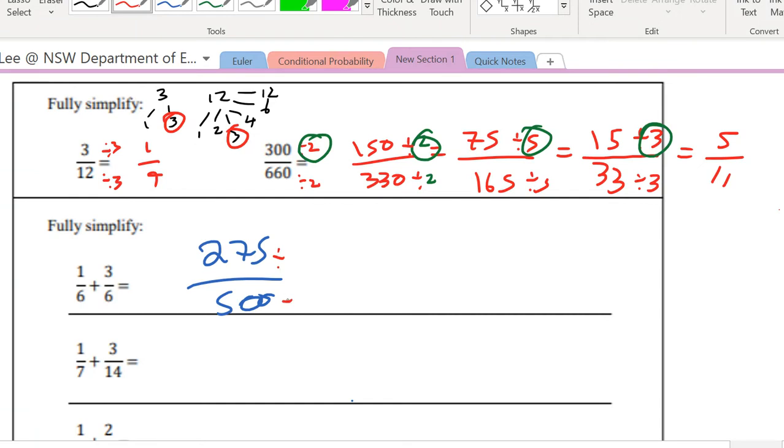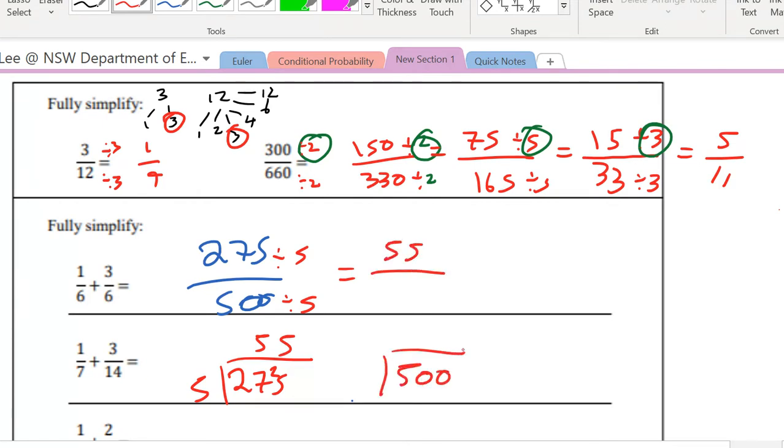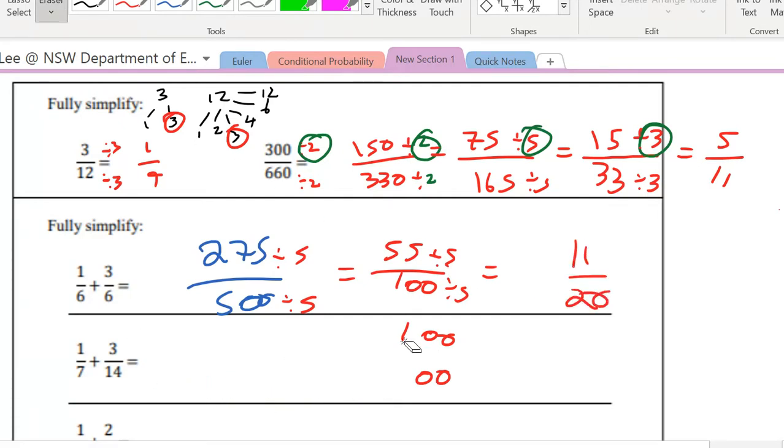Let's divide by 5. And let's pretend again that you have no idea what 275 divided by 5 is. Well, 5 5s are 25, there's 2 left over. How many 5s in 25? 5. 500 is a nice easy one. Goes in once, 0, 0. Divide by 5, and that gives 11 over 20. Alternatively, we could divide by the highest common factor straight away, which is the product of these two, which is 25.